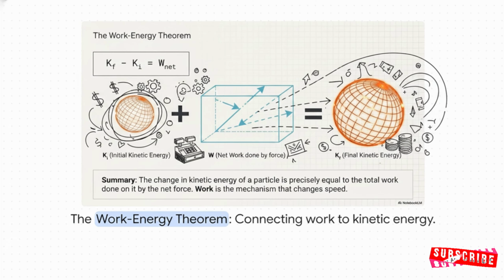Now let's jump into Section 3, savings and spending. We're looking at potential versus kinetic energy. So, we know kinetic energy is our cash in hand.